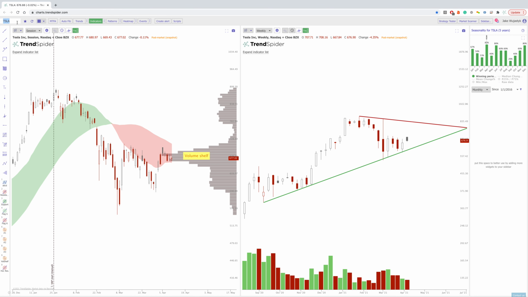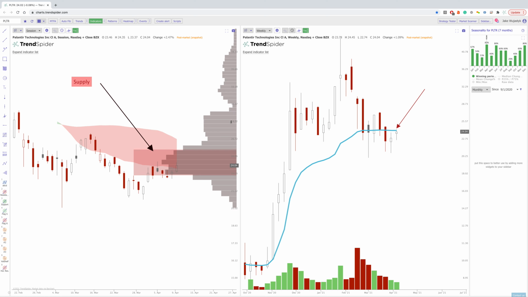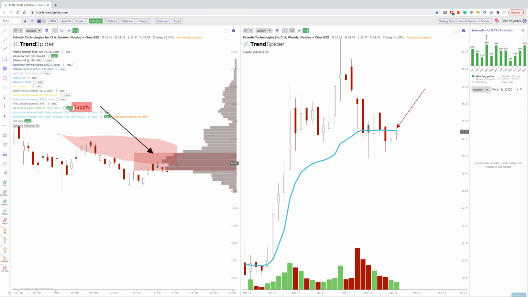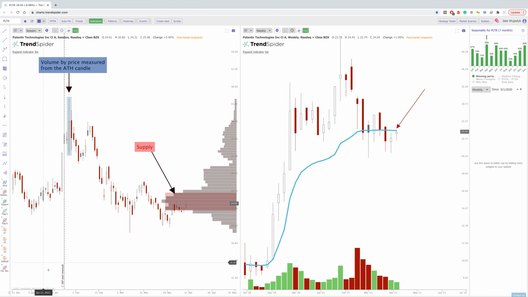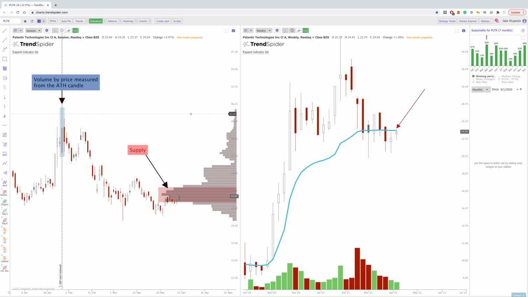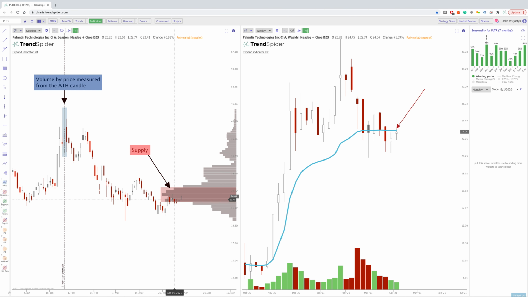Going into PLTR, PLTR was a great example of really just the supply zone shown by the anchored volume by price over the last couple days, or really even a week at this point. So if we anchor the volume by price from the swing high here, you'll see that we have just a ton of supply above, and the price has really had trouble breaking through this area. And so you can see here that until we really get through, let's say, this 2550 area, the price is really going to have a hard time getting through the supply.